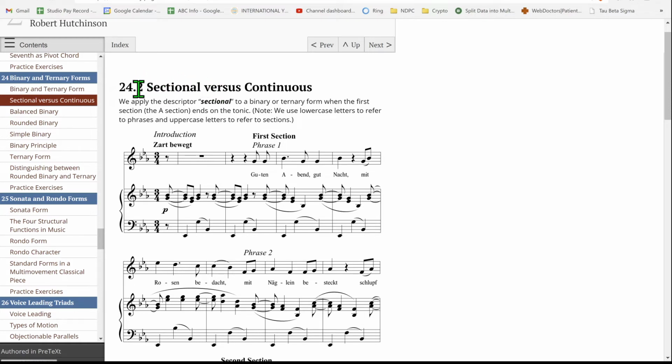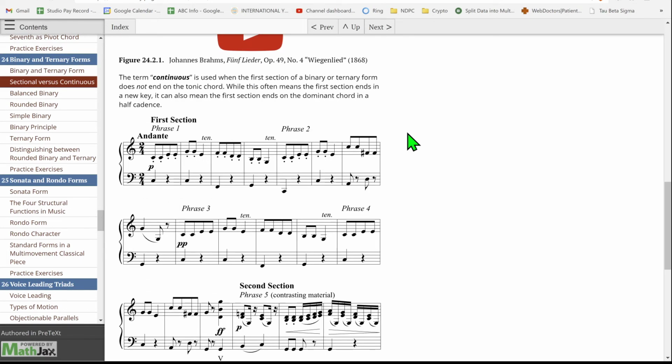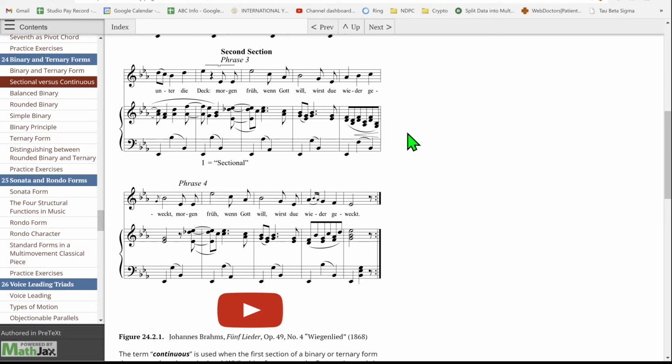So sectional means every section ends on the tonic chord, so it sounds complete. Continuous just means it doesn't end on the tonic chord. It means that the music is asking for more, basically, at the end of each section. And this applies to binary. It also applies to ternary form. So you can have continuous and sectional binary. You can have continuous and sectional ternary, although I don't think that was on your list, so maybe you guys didn't explore that. All right, not a problem.